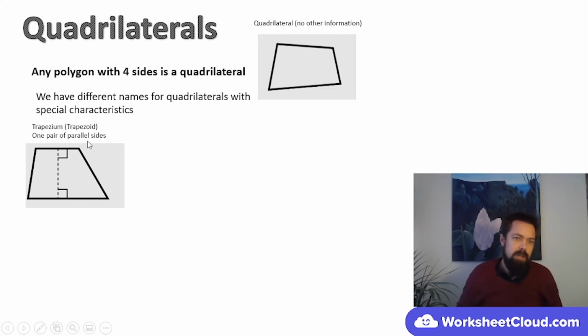If you're not certain about what parallel means, it means that they go on side by side like a pair of railway tracks, and they never get closer together and they never get further apart. They travel next to each other but will never ever meet. So this has one pair of lines like that.